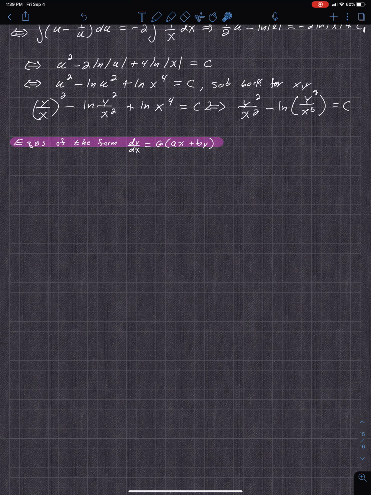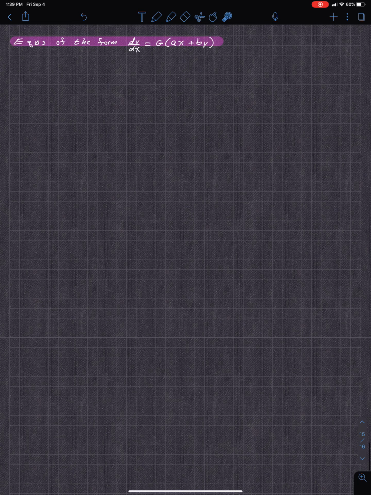Next, let's look at equations of this form: dy/dx is equal to g of ax plus b. You can probably guess that you make this substitution and then solve. So what you do is substitute z equal to ax plus b y, and then the equation is separable.